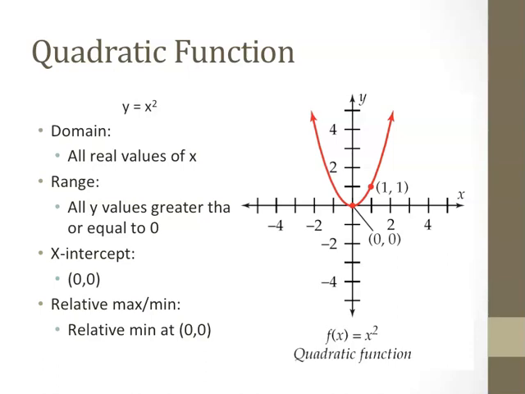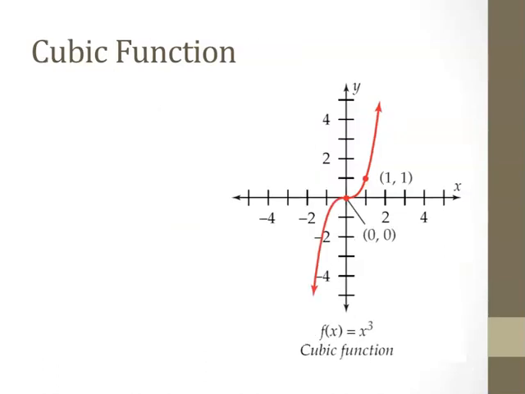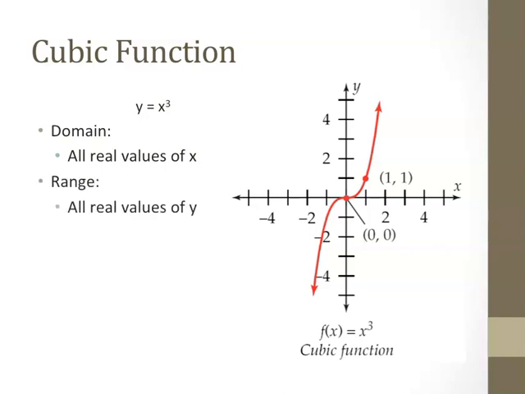Next is the cubic function. This is y equals x cubed. That's the general shape of the cubic function there. Now your x values, your domain, can be all real numbers. The range, in this case, unlike the quadratic function where it was everything from 0 and higher, can be any real number as well. This also has an x-intercept at 0, 0.